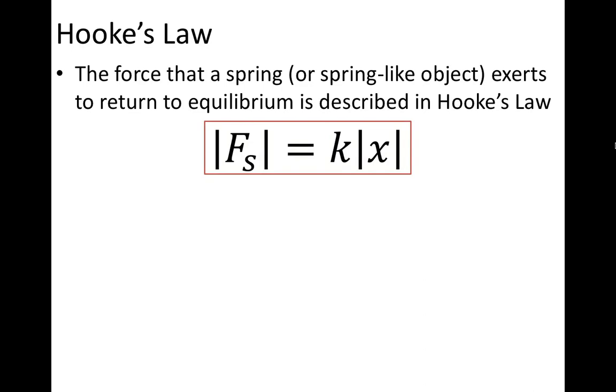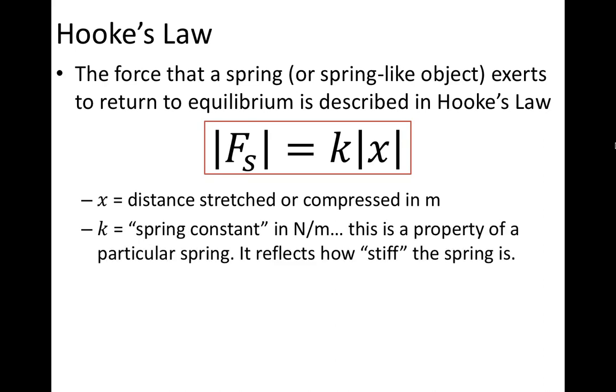If you stretch or compress a spring or a spring-like object, like a rubber band or a bungee cord, then it will exert a force to return to its equilibrium shape. And the strength of that force is described in what's known as Hooke's law, and Hooke's law is really an equation that's shown right here. In that equation, x is the distance that the spring is either stretched or compressed. Usually we're going to be working in meters.